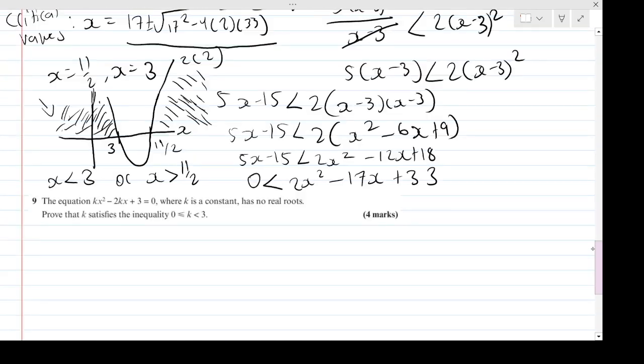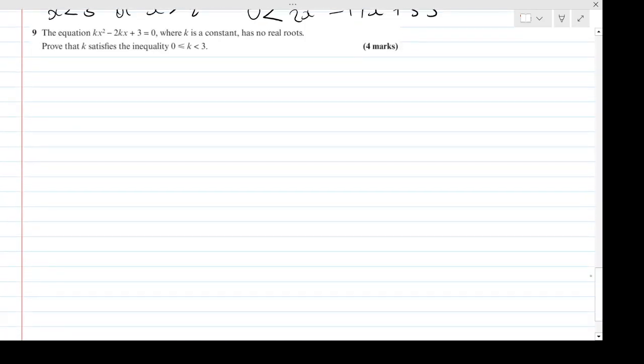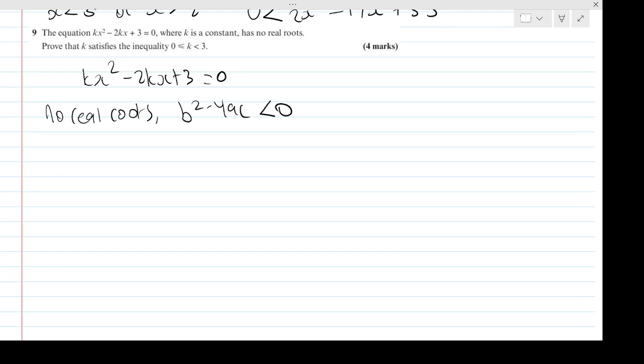Cool. Final question then. And this is quite a classic exam question, actually. But it's saying then that this equation, kx squared minus 2kx plus 3 equals 0 has no real roots. Okay, so this is an equation equal to 0. It has no real roots. So that's talking about the discriminant, isn't it? So we know that when it has no real roots, the discriminant b squared minus 4c has to be less than 0. Okay, has to be negative. Well, there we are.